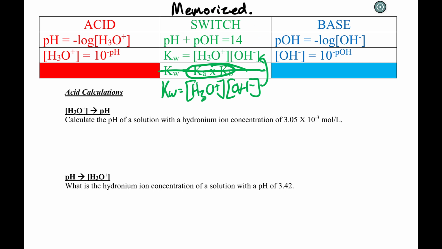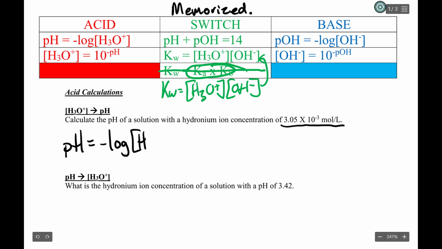We'll start with some easier questions that are dealing strictly with one-step problems. So with these acid calculations we're first going to look at, they're going to be dealing with only acid equations. Let's start. So the first one is turning a hydronium ion concentration into a pH. It says, calculate the pH of a solution with a hydronium ion concentration of this value. So pH is equal to the negative log of the hydronium ion concentration. I really want to point out this negative is extremely important.